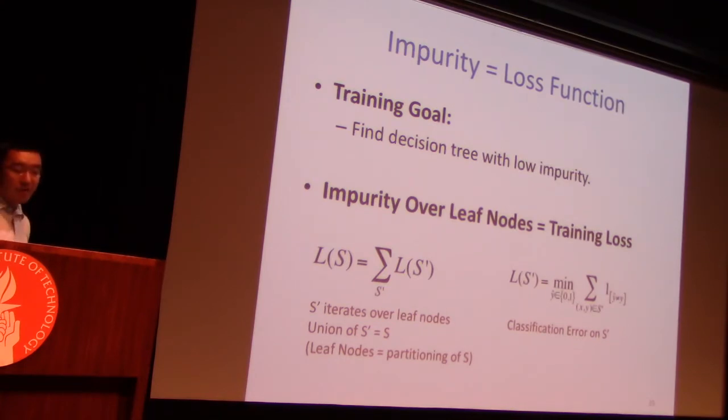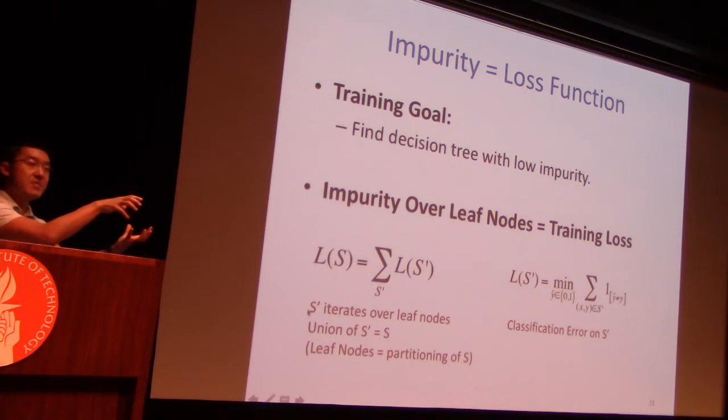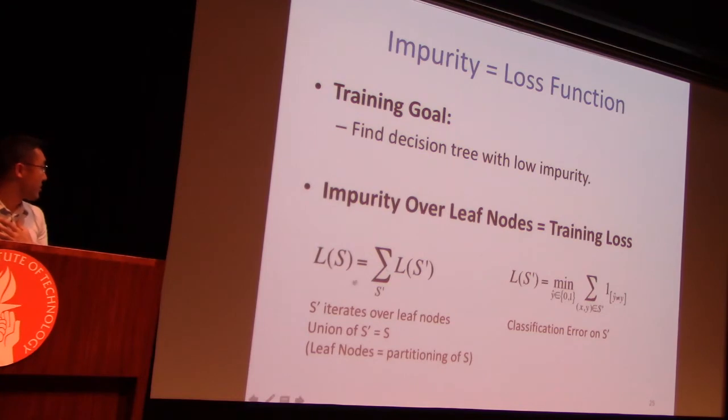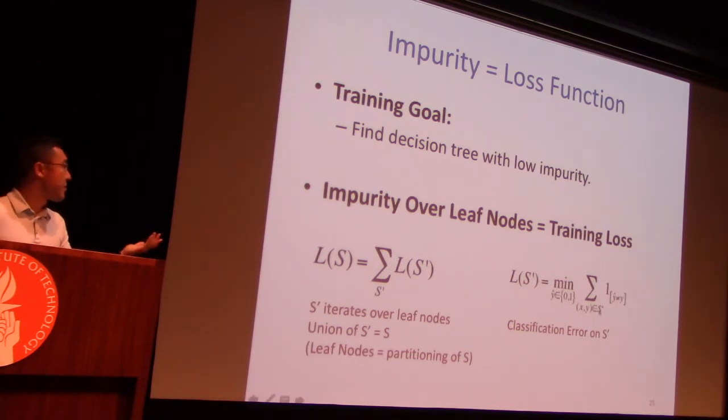The impurity over all the leaf nodes is the training loss. If S prime iterates over the training sets defined by the partitioning with respect to the leaf nodes, then the impurity of your decision tree is equal to the sum of impurities of your leaf nodes. And the impurity of a leaf node, as defined by the 0-1 loss, is simply: you take the majority class, so that you minimize the prediction error, the size of the minority class.